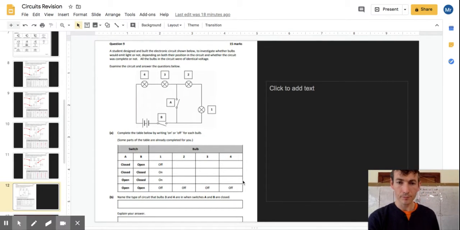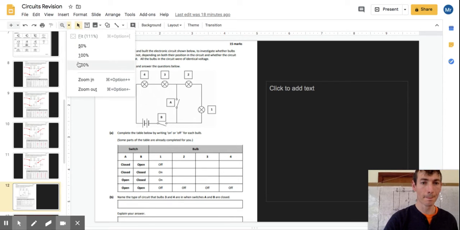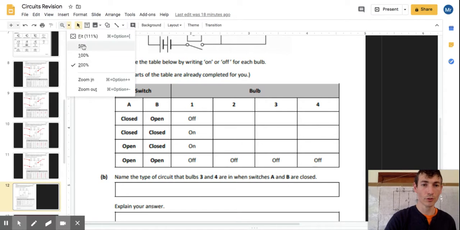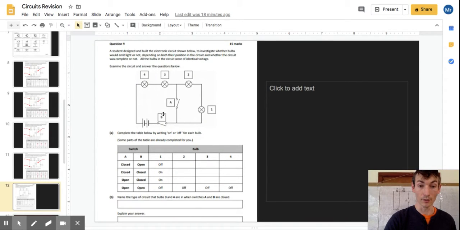Right then, next part of this question. Name the type of circuit that bulbs 3 and 4 are in when switches A and B are closed. And we have to explain our answer. Right. Now, there are 2 different types of circuit that we need to know about, and they are series and parallel.